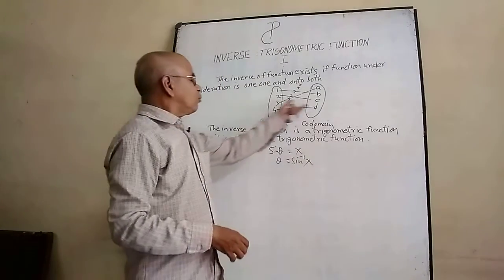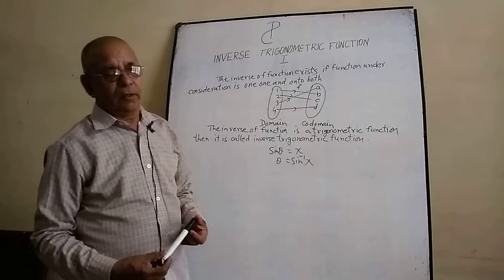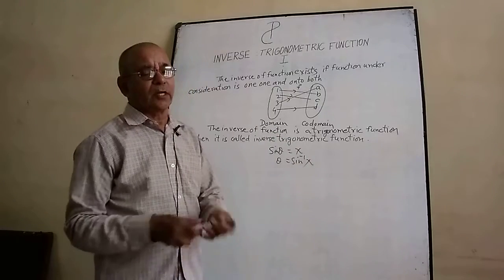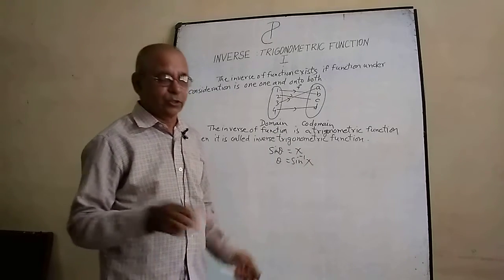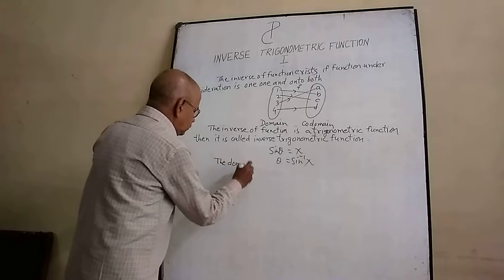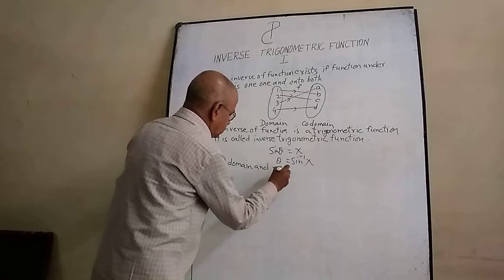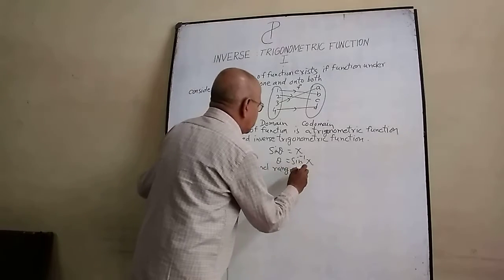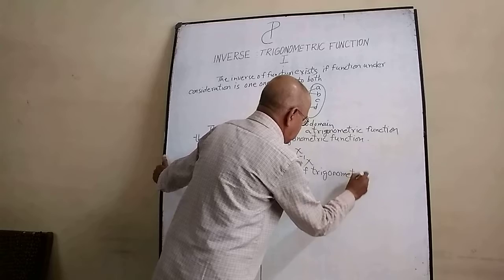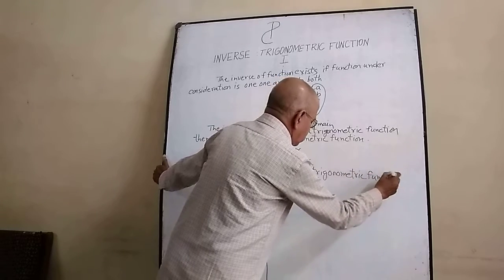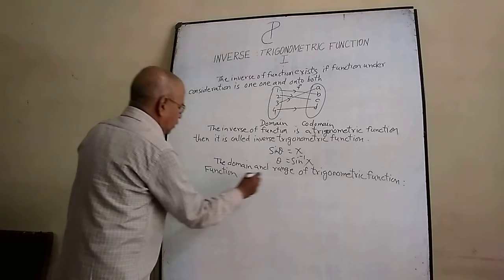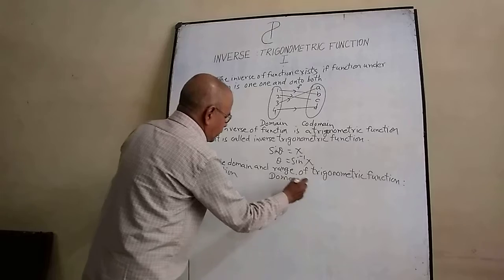Here the domain and codomain are very important for this function as well as the inverse function. First of all, we discuss briefly these trigonometric functions. What are the domain and range of trigonometric functions? They are as follows. Suppose this is your function, this is your domain, and this is your range.